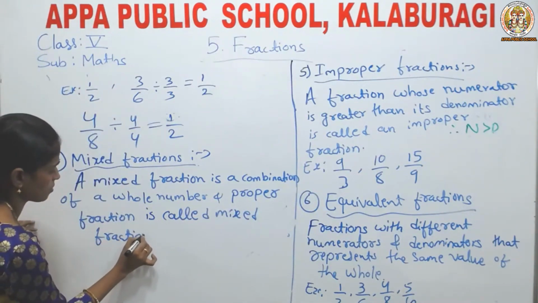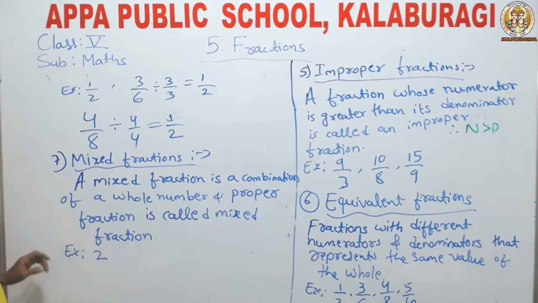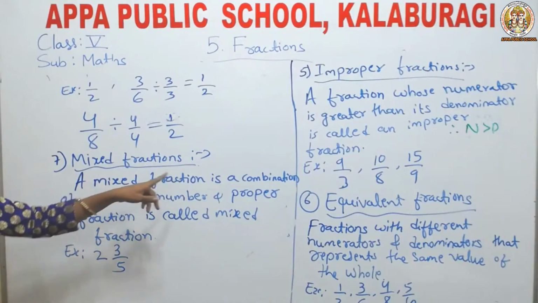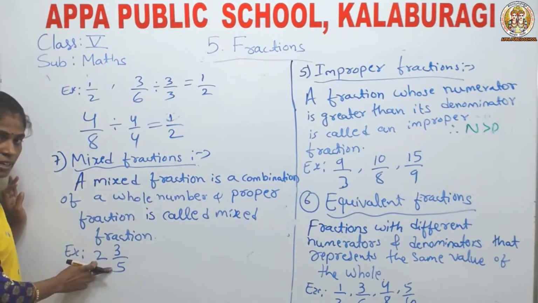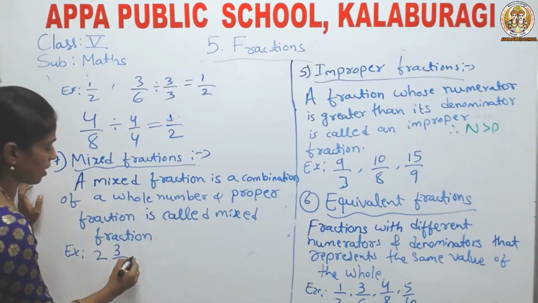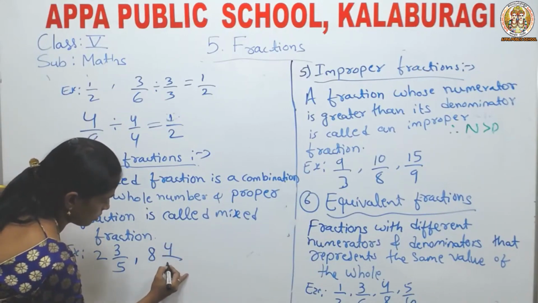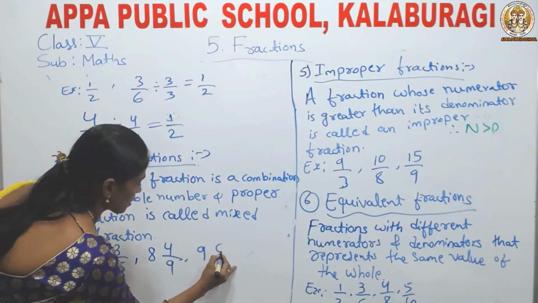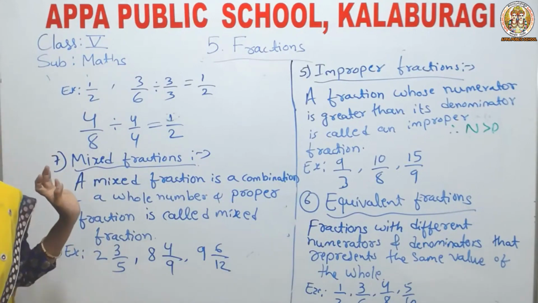For example, this is whole number 2, 3 by 5. A mixed fraction is a combination of a whole number, here 2, and a proper fraction. Proper fraction means the numerator is less than the denominator. That is 2, 3 by 5. Next, 8, 4 by 9. Next, 9, 6 by 12. This is a mixed fraction.